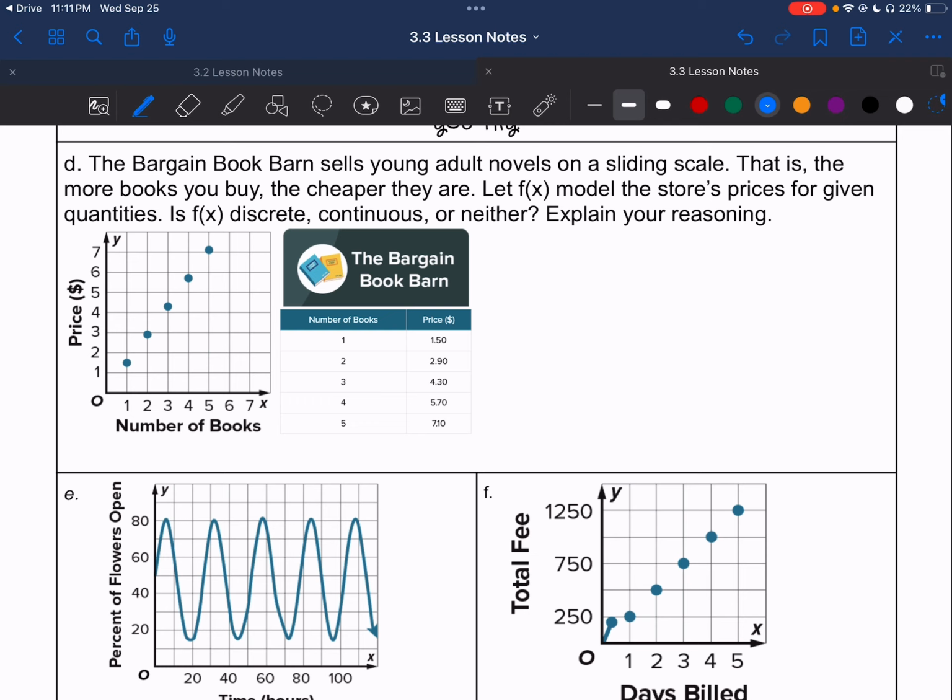So if I look at this, I just see a whole bunch of points as I go up my graph. So it is going to be discrete. And why? Well, they are distinct points, and the reason they're distinct points is because you can't buy half a book.